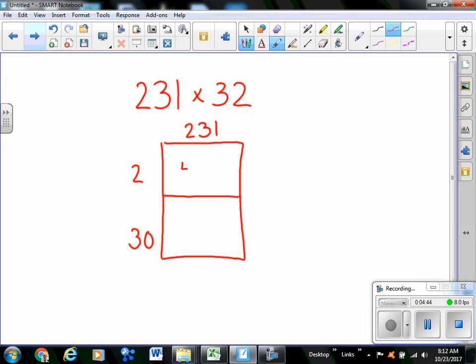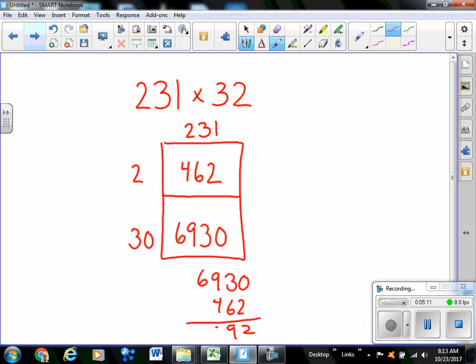2 times 2 is 4. 2 times 3 is 6. 2 times 1 is 2. So that's our first partial product. Second one, 3 times 2 is 6. 3 times 3 is 9. 3 times 1 is 3. Add a 0. That's our second partial product. Add them together. 2, 9, 13, 7. And now we're going to do our standard algorithm.